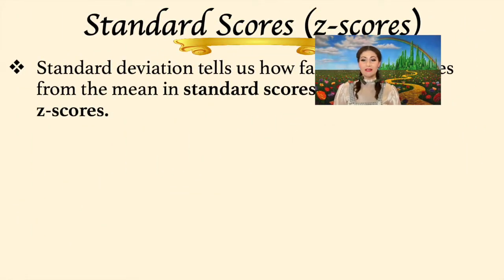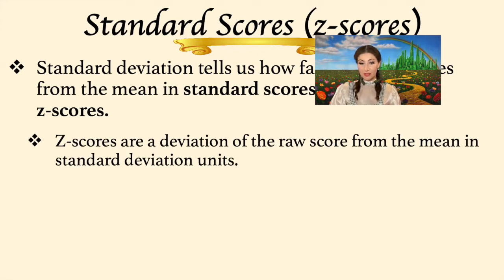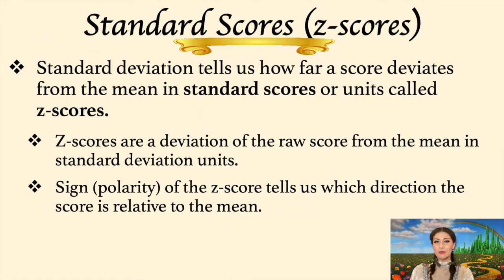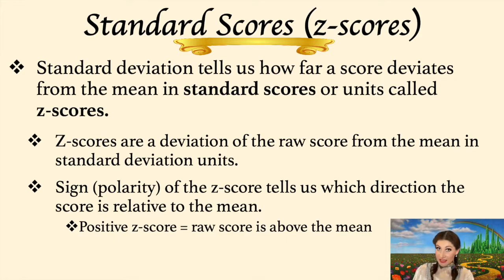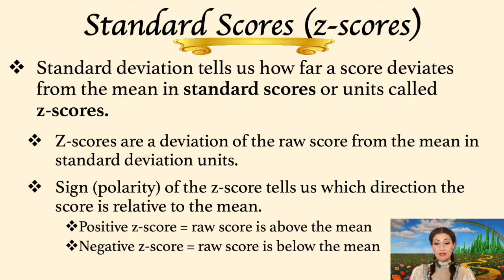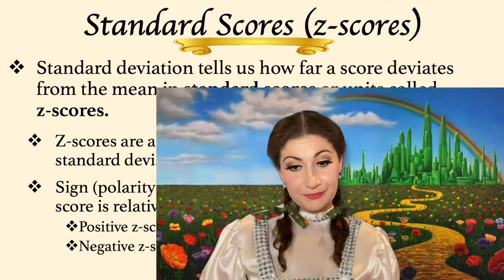Standard deviation tells us how far a score deviates from the mean in standard units, called z-scores. So z-scores, in other words, are a deviation of the raw score from the mean in standard deviation units. The sign or the polarity of the z-score tells us which direction the score is relative to the mean. Once again, a positive z-score would indicate that the raw score from which we've converted is above the mean, and a negative z-score suggests that the raw score is below the mean.